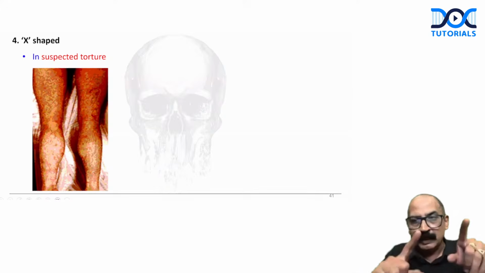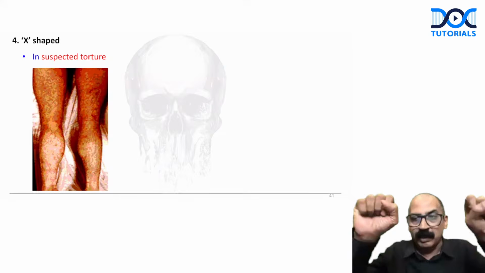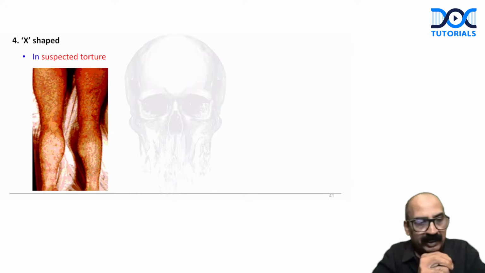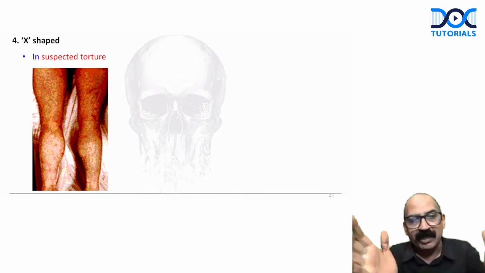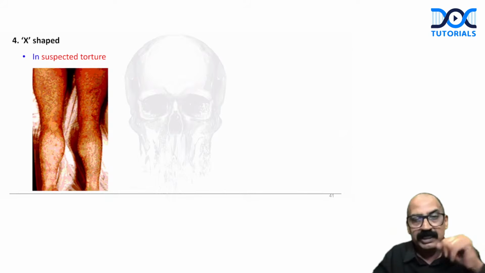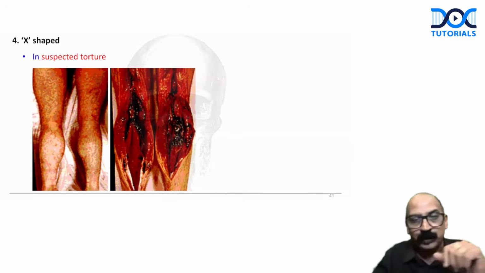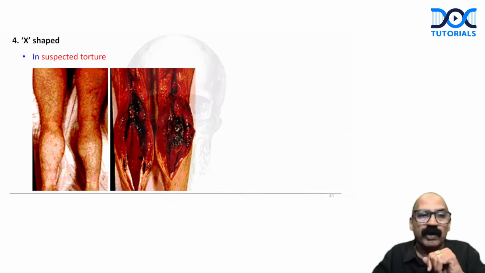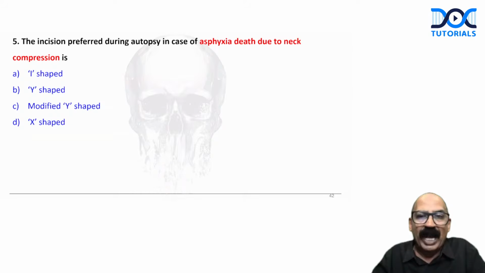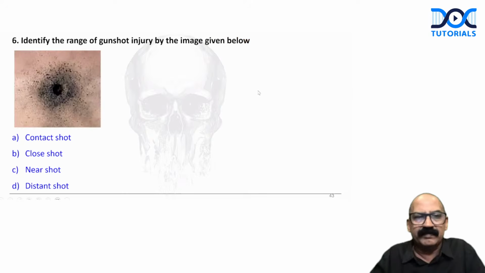Look here, a condition called gotna, where a bamboo stick is rolled over the body. On apparent examination, there will be nothing. But once you cut open, you can see multiple bleedings or contusions. To rule that out, we go for X-shaped incision. For suspected neck compression, it is Y-shaped incision. I hope all of you have marked the answer as B.